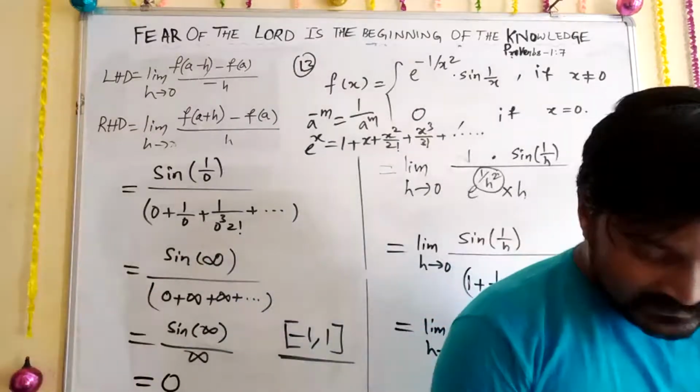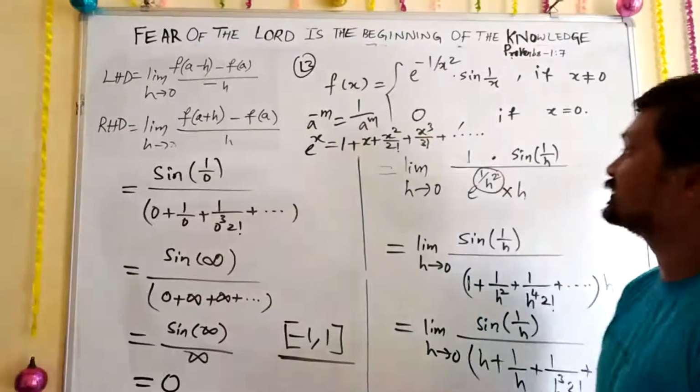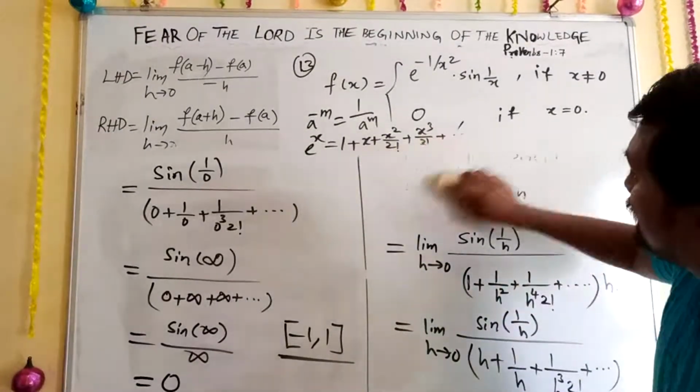So now the left hand limit is completed. Now we'll go for the right hand limit. So now I will solve here the right hand limit.